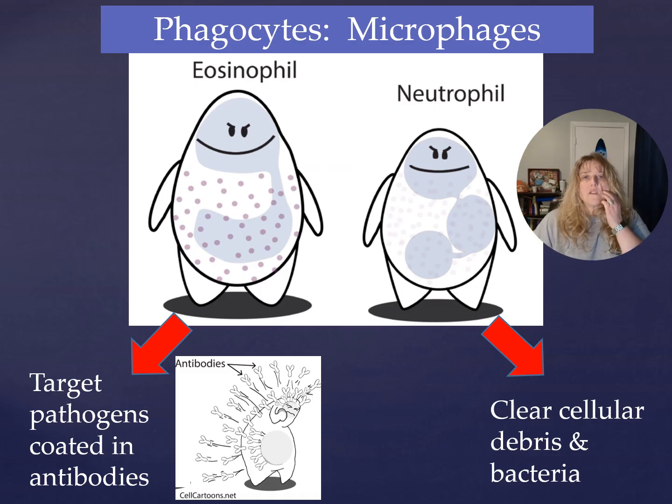And then you have these phagocytes. These are your microphages. Your eosinophils and the neutrophils fall in this category, and they will target pathogens that are coated in antibodies. The eosinophils will target the pathogens, and then the neutrophils will clear the debris of bacteria.